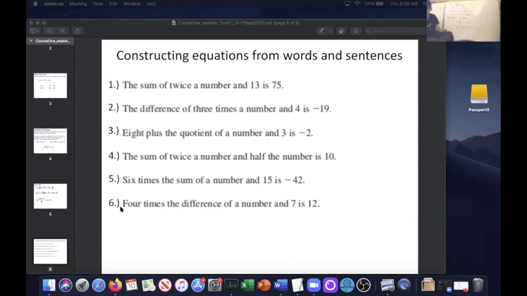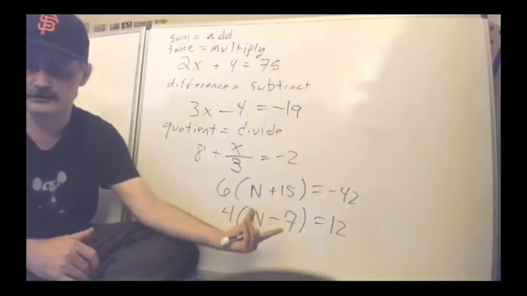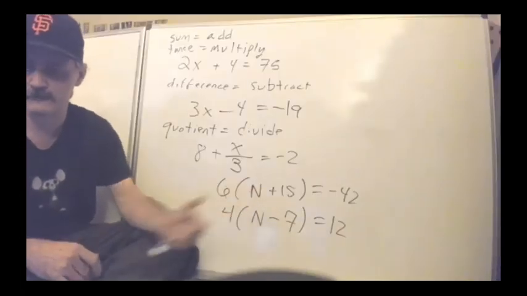And then notice number 6, it's saying 4 times the difference. So the entire difference is multiplied by 4. So that means 4 outside parentheses. And I'm just going to use the letter m. The difference means the number and 7, and then that equals 12. So when it says 6 times the sum, that basically means 6 times parentheses. And when it says 4 times the difference, that means 4 times parentheses. And that's the difference.